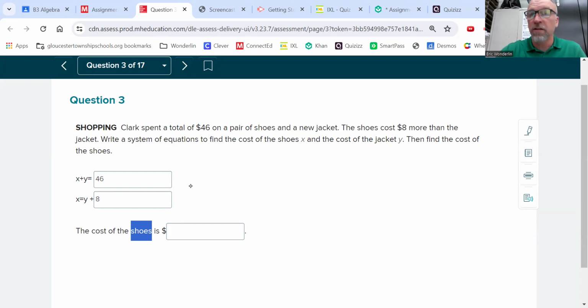That first equation is still going to say x plus y is equal to 46. The second equation, when I subtract y from both sides, will say x minus y is equal to 8.